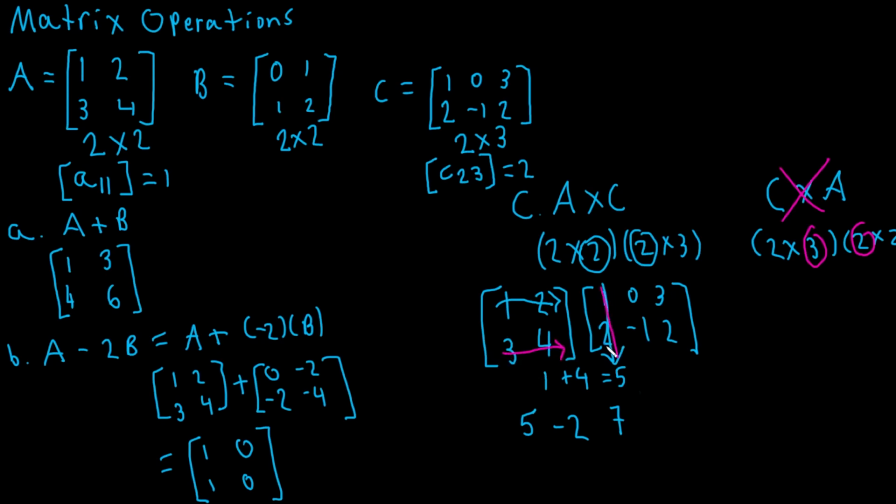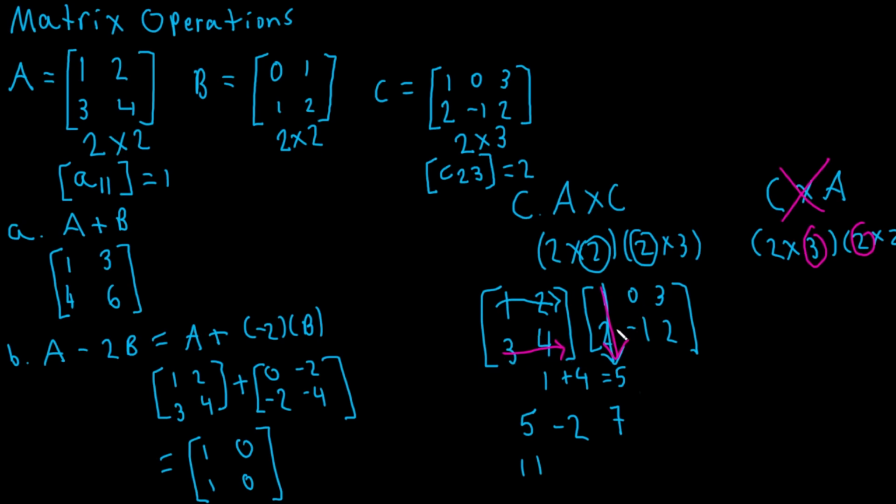This row right here. So here we would do 3 times 1 because we need to find the entry in row 2, column 1. So 3 times 1 is 3. And 4 times 2 is 8. So 8 plus 3 is 11. Now we can go ahead and do this for this column.